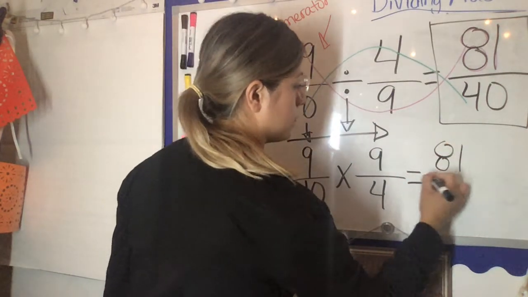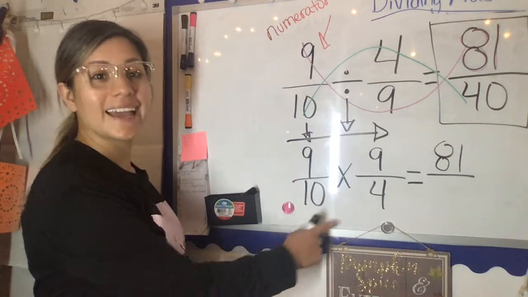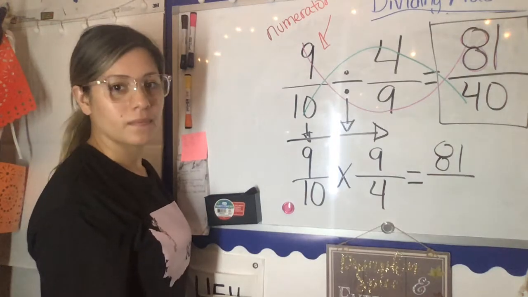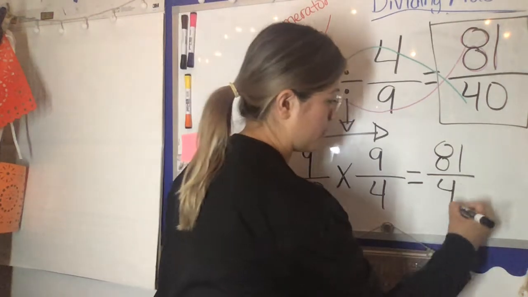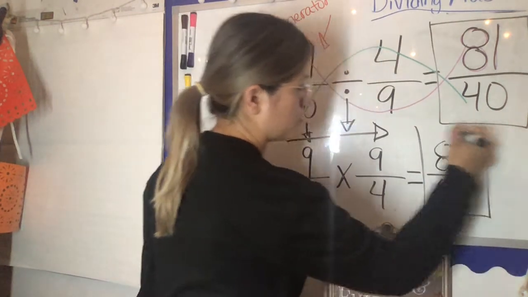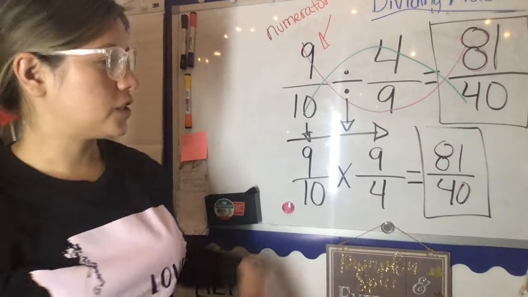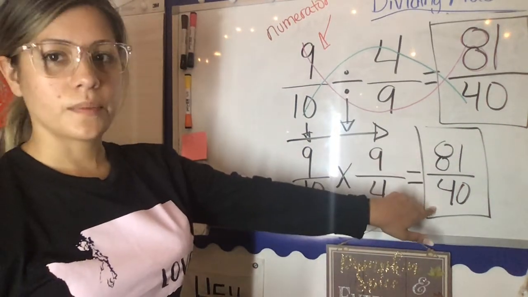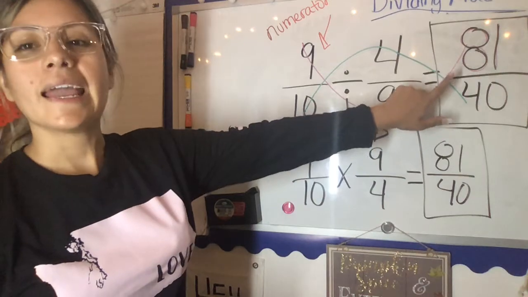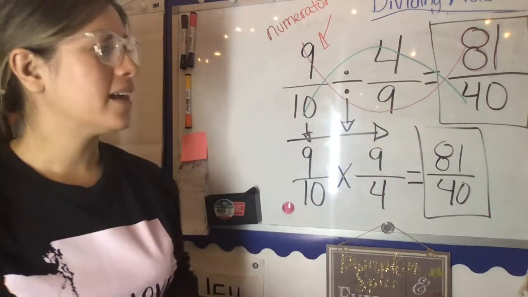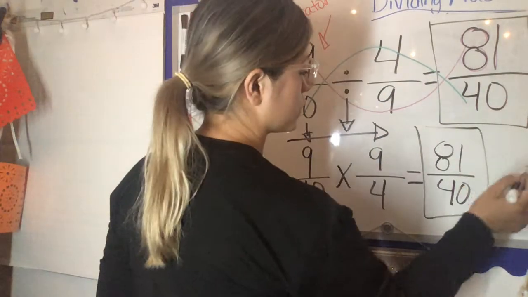81. Now we have 10. What is 10 times 4? Yes, you got it right. 40. So we're double checking our work with multiplication. 81 over 40 should have been our answer. And what did we get? 81 over 40. And that could be your answer, or you could simplify it, but we'll talk about that in another video.